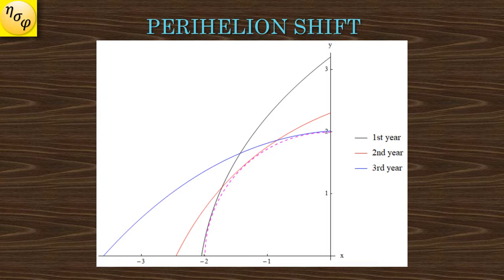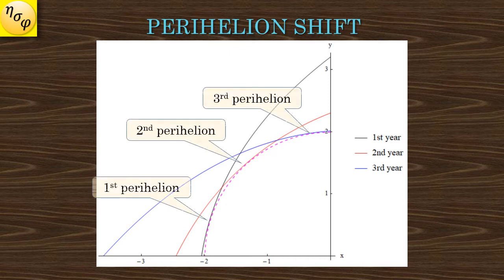I drew a purple dashed circle to guide me in locating the perihelion. And these are the perihelions from year to year. And our task is to measure or calculate the perihelion shift angle, which is phi. Phi is measured in degrees per year, and in reality the shift is very small, which makes the unit of arc seconds per century more appropriate.